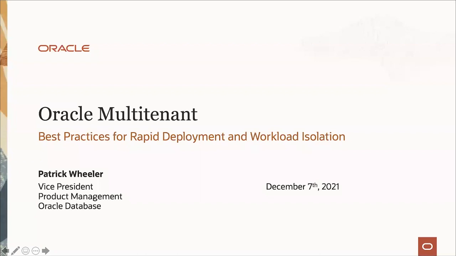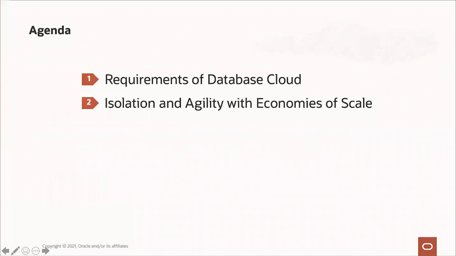And now let's sort of get to the details of this. First of all, what are the requirements of the database cloud? And then we get to a phrase which I suppose is a bit of a scramble of our title here: isolation and agility with economies of scale. And it's the economies of scale part that I think is the reason why a lot of people are moving to a cloud framework.